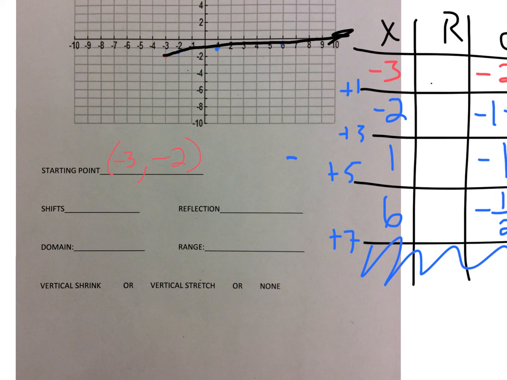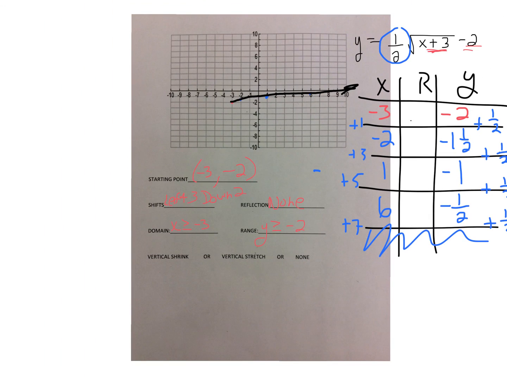Okay, so our shift, we went left 3, down 2. Reflection is going to be none because we're going up. Domains, again, my x's start at negative 3 and they go up, so greater than or equal to. My ranges, they're going to start at negative 2 and go up, so greater than or equal to. And because my a value was 1/2, absolute value of 1/2 is still a half, which is less than 1. So this right here is a shrink.